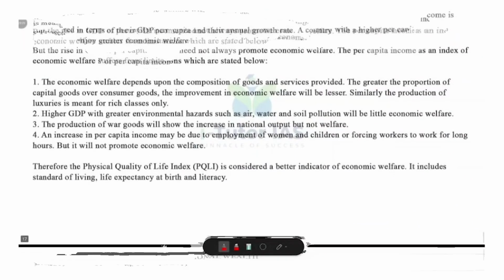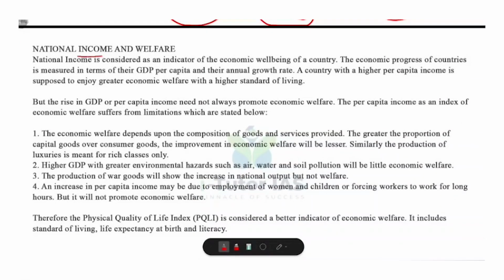Okay, let's move to the last part of this chapter, national income and welfare. So what does it mean? National income, like GDP, shows the total economic activity of a country. Higher per capita income usually suggests a better standard of living.